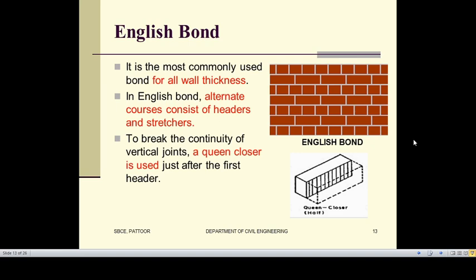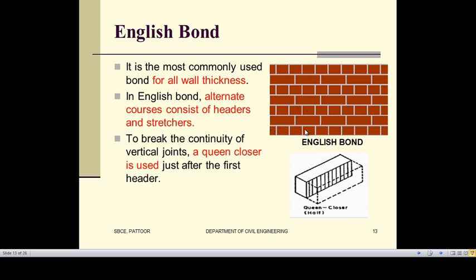Moving on to the English bond, the English bond has alternate layers of header and stretcher. That is the main difference in English bond. Alternate layers consist of header and stretcher of brick. See here, this is a representation of English bond.